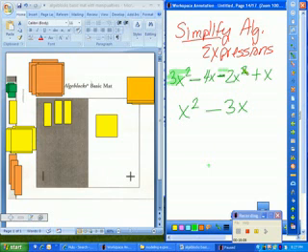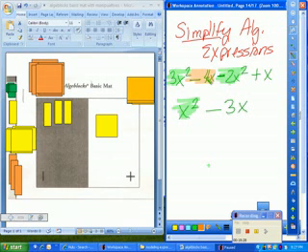Now let's look at what happened to that on paper. So I've got 3x squared minus 2x squared. They were the two like terms that I can combine. Think about it. If you have 3x squareds and then you subtract 2 of them, that's going to leave you with 1x squared left over.